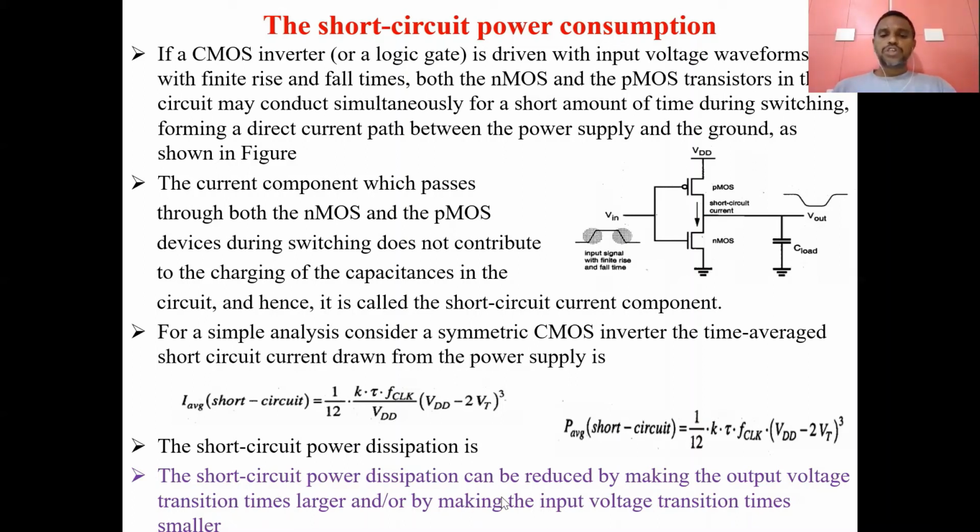The short circuit power dissipation can be reduced by making the output voltage transition times larger and/or by making the input voltage transition times smaller. Okay, either way, by both ways we can reduce it. The first one is what? The output voltage transition time, we make that larger, or we can make the input voltage transition time smaller. Because if you observe here, tau is nothing but the transition time. If you reduce that input transition time, automatically this average value will be reduced. Okay, so this is about the short circuit power consumption.